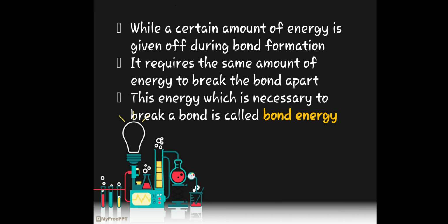Okay, next slide. While a certain amount of energy is given off during bond formation, it requires the same amount of energy to break the bond apart. This energy which is necessary to break a bond is called bond energy. So this is actually a summarization on giving and sharing and accepting and gaining. In sharing an electron, it is not easily formed, and it is not easily broken. If you share an electron with another atom, you can share it easily, but you cannot break it easily. You can break it through bond energy. So always remember that.